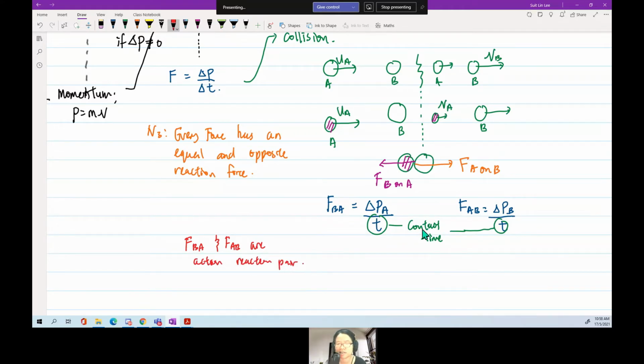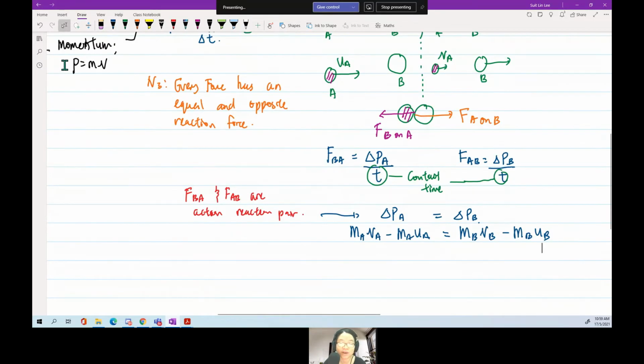So because of this, I can say that the force is the same, the time is the same, so the change in momentum is the same. Change in momentum of A is equal to change in momentum of B. To find the change in momentum of A, I take MAVA minus MAUA, right? Change in momentum of B is MBVB minus MBUB. But this is not the familiar form you have, ma. I know UB is 0, but let's just write the general form.